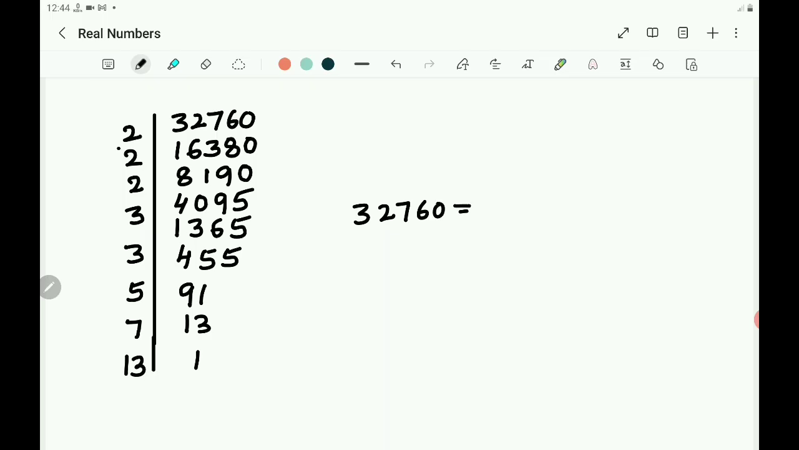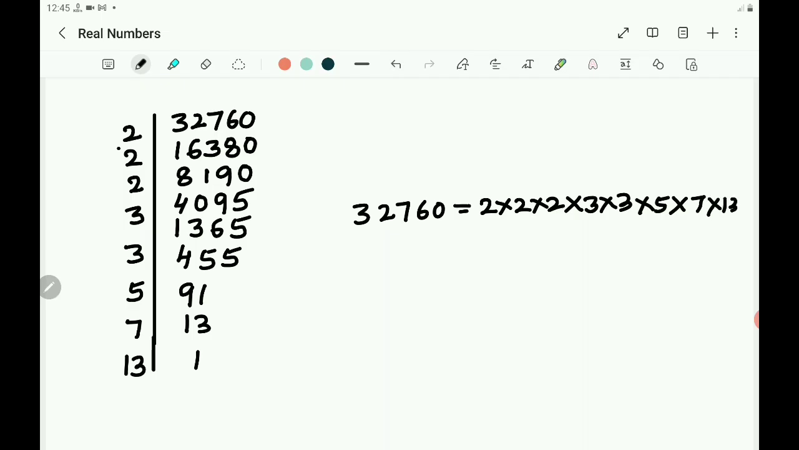32,760 is equal to 2 into 2 into 2. 3 times 2 you got. You write 2 into 2 into 2 into. Next, 2 times 3. Write 3 into 3. Then 5. Next 7. Then 13. You write 7 into 13.